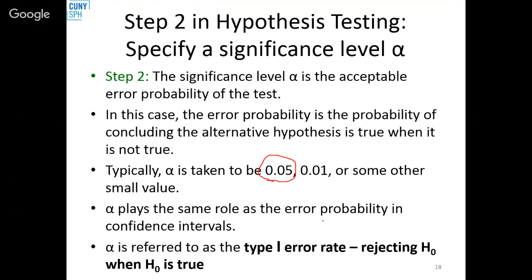This alpha plays the same role as that error probability in confidence intervals, so the probability of the true mean lying outside of your confidence interval. And this type 1 error rate is your probability of rejecting H0 when H0 is true. So if you just take one thing from it, just take this bold-faced bit. Alpha is the type 1 error rate, and it's the probability of rejecting H0 when H0 is true.